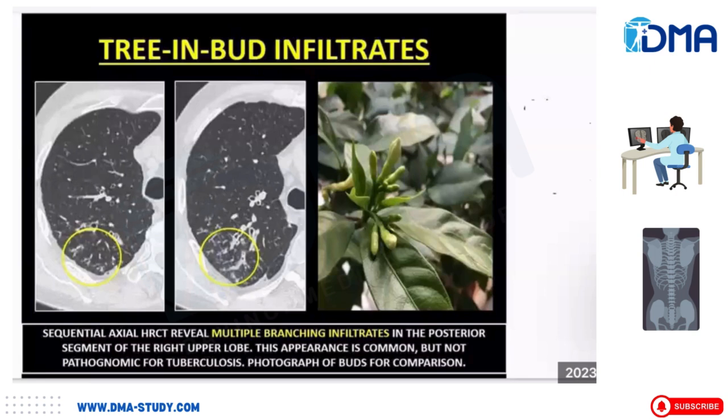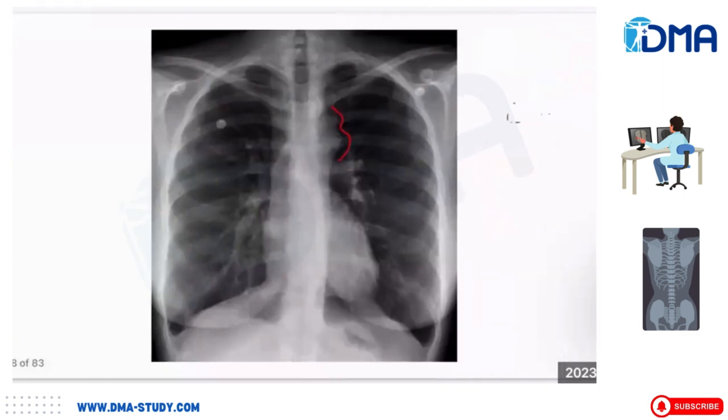This is the tree in bud, right? Similarly, tree in bud appearance you see in case of endobronchial spread of TB. You have these tree in bud infiltrates. Then what is this one?